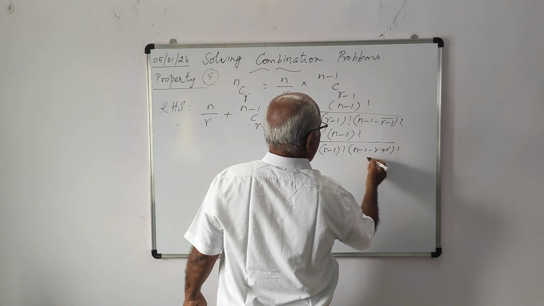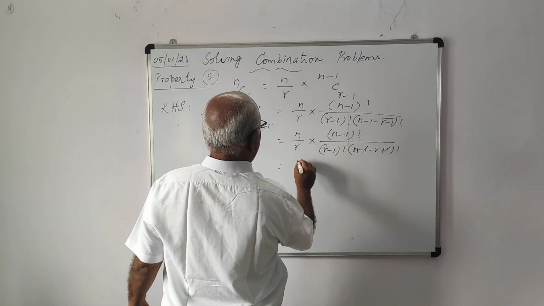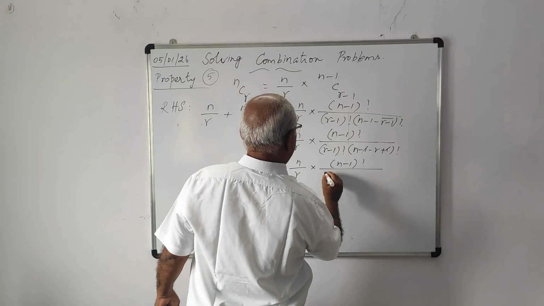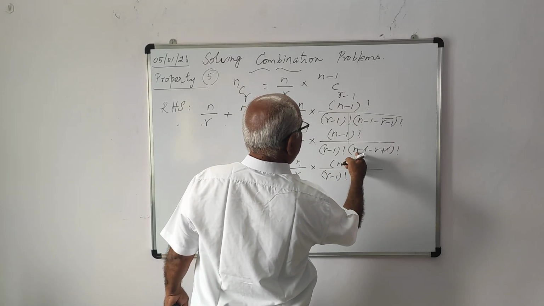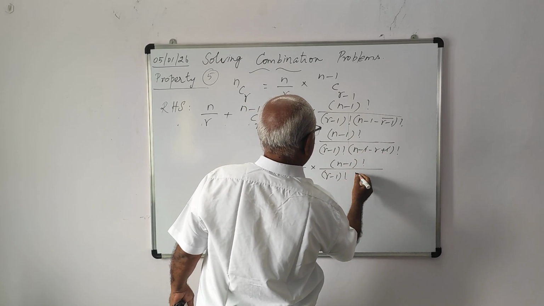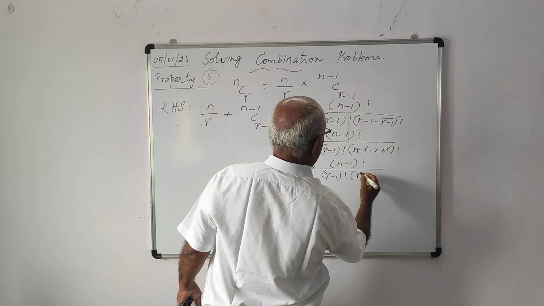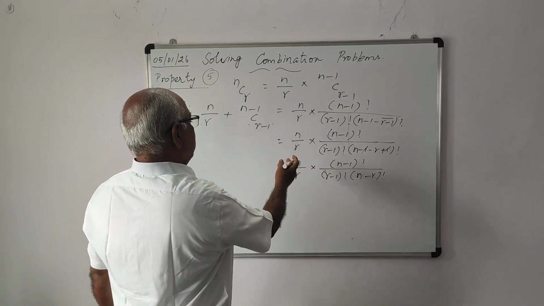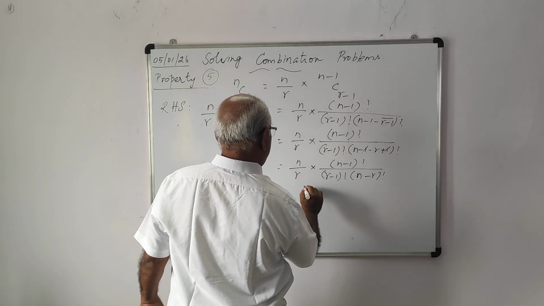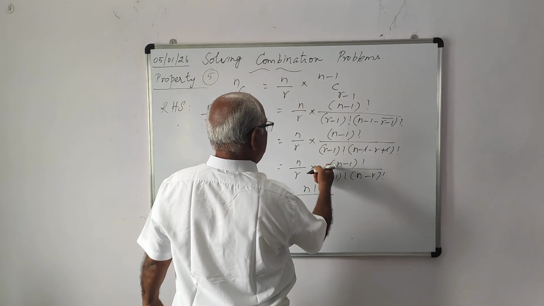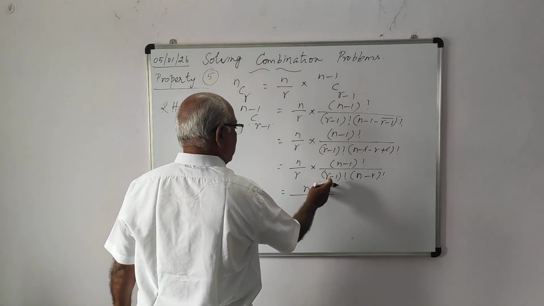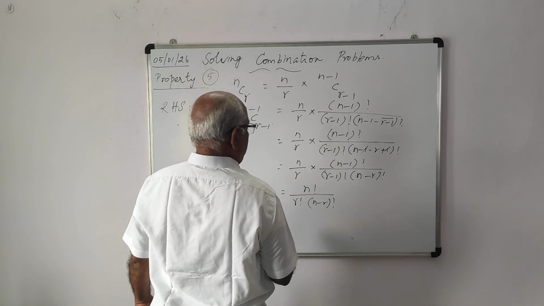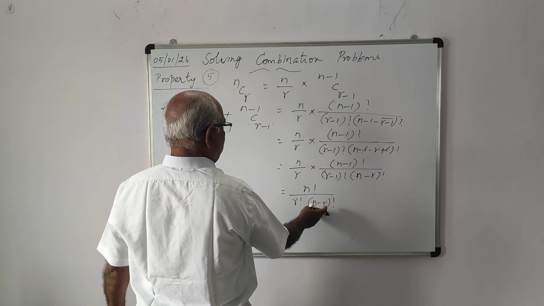See here, minus 1 plus 1 cancel. You will get n by r into (n minus 1) factorial, denominator (r minus 1) factorial into (n minus r) factorial. Plus 1 minus 1 cancel. See, this is the product: n into (n minus 1) factorial is n factorial. Similarly, r into (r minus 1) factorial is r factorial. Into already (n minus r) factorial is there. This is n factorial by r factorial into (n minus r) factorial, which is nCr.